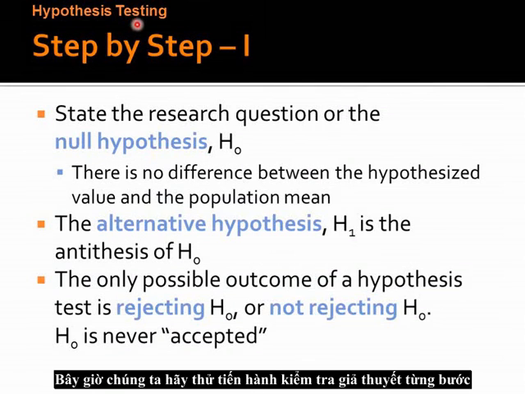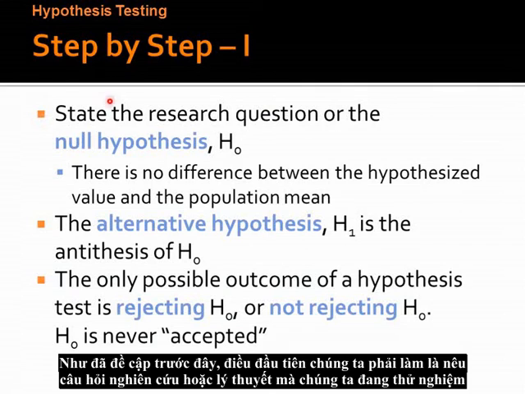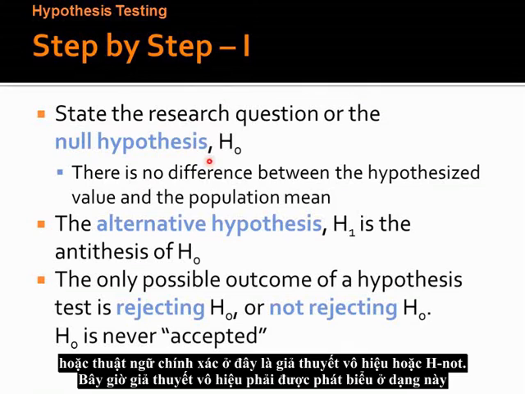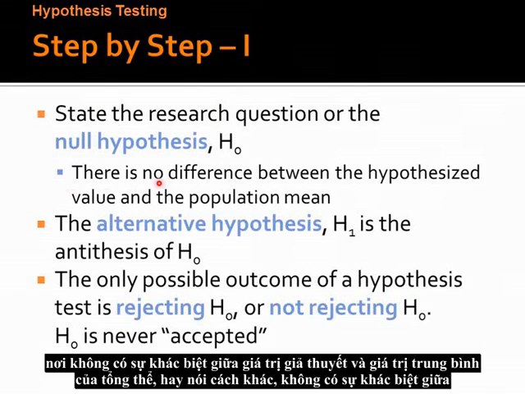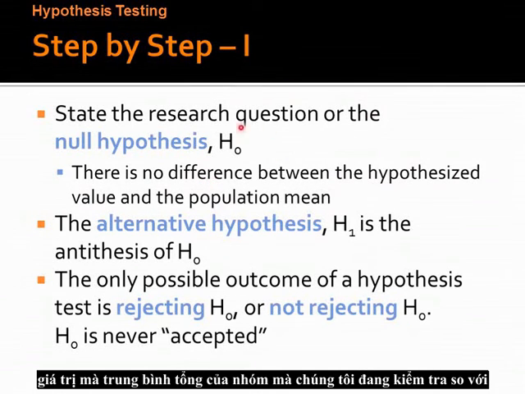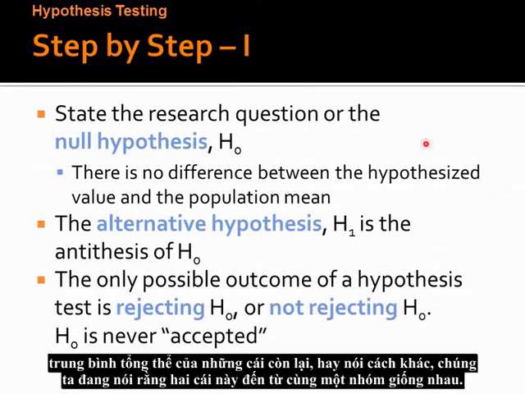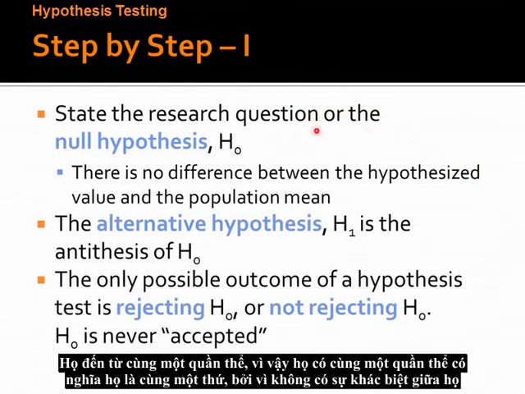Now let's try to carry out hypothesis testing step by step. As mentioned previously, the first thing we have to do is to state the research question, or the theory that we are testing. The correct term here is the null hypothesis, or H0. Now the null hypothesis has to be stated in this form, where there is no difference between the hypothesized value and the population mean. Or in other words, there's no difference between the population mean of the group that we are testing versus the population mean of the other one. Or in other words, we are saying that these two come from the same pool. They come from the same population, so they have the same population mean, because they are one and the same thing, because there's no difference between them.